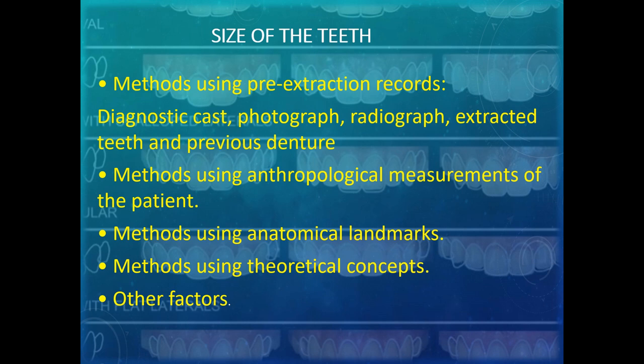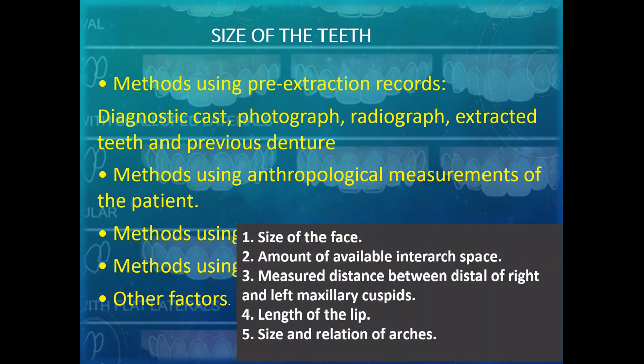Then the methods using anatomical landmarks, where you use the size of the maxillary arch, the location of canine eminences, location of buccal frenal attachment, and the location of the ala of the nose, etc., to find out the size of the teeth. And then methods using theoretical concepts, where there is Wingler's concept, the Typal form theory by Leon Williams, the temperamental theory, etc. And also there are other factors that influence selecting the size of the teeth, like the size of the face, amount of available interarch space, the measured distance between distal of right and left maxillary canines, the length of the lip, size and relation of arches, etc. So all these methods can be utilized in order to find the size of the teeth.